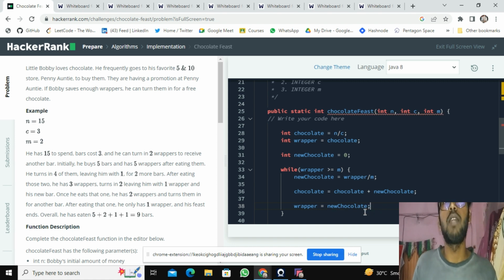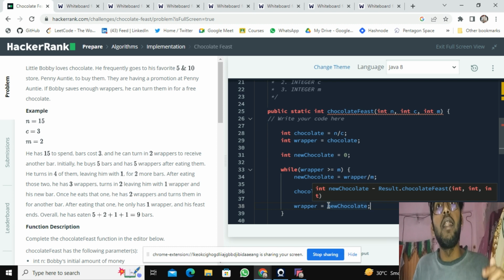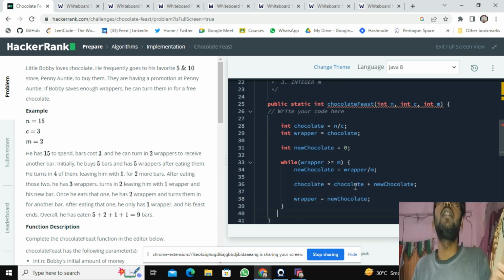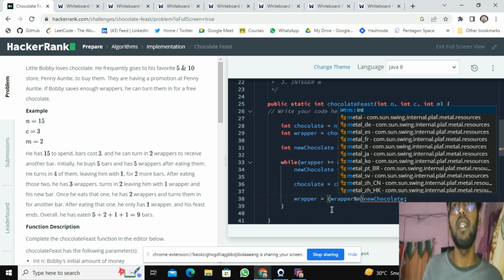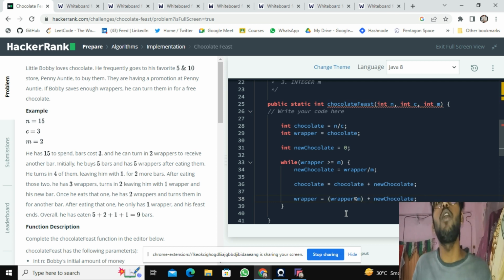So having said this, there might be a possibility that, let's say, I have five wrappers in this condition. Then 5 divided by m, which is 2 here, leaves one wrapper. So what is the remainder wrapper? What is the remaining wrapper? That I also have to add here, since there might be such a case. So the wrapper will also include the remainder when I divide by m.